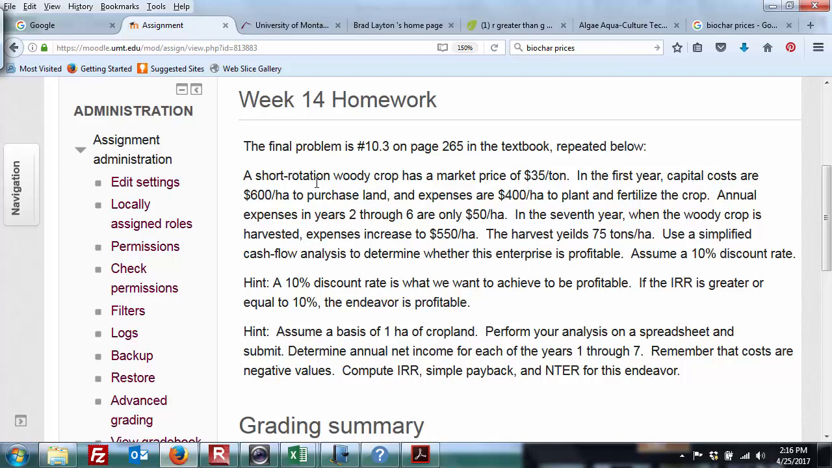If the IRR is greater or equal to 10%, the endeavor is profitable. Hint, assume a basis of 1 hectare of cropland, perform your analysis on the spreadsheet and submit. Determine an annual net income for each of the years 1 through 7. Remember that costs are negative value, complete IRR.